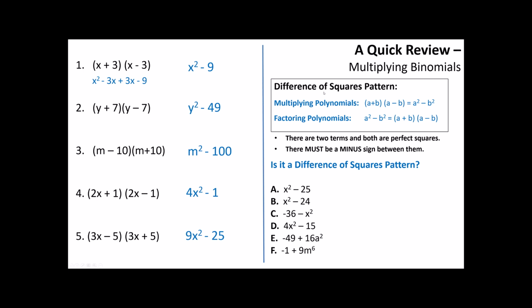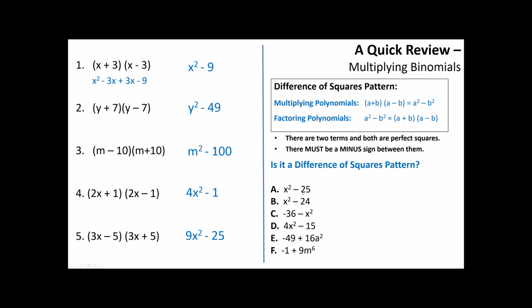In order to be a difference of squares pattern, I have to have a binomial, or 2 terms, and both the numbers in the 2 terms are supposed to be perfect squares. And there must be a minus sign between them. In fact, if I were you, I'd put a little star next to this, or circle this, or underline this, because this is a real trouble spot for students. So let's take a look and see.